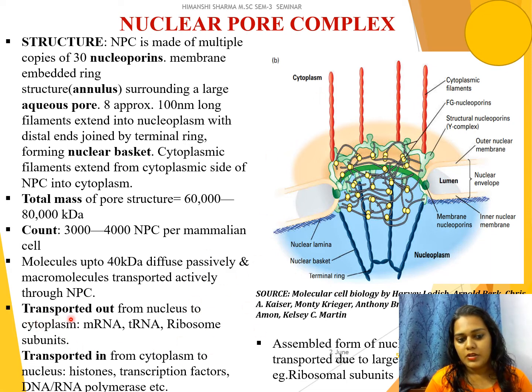The components that can be transported out from the nucleus to the cytoplasm are mRNA, tRNA, and ribosome subunits. The components that can be transported in from the cytoplasm to the nucleus are histones, transcription factors, and DNA and RNA polymerase. Now moving on to the next.